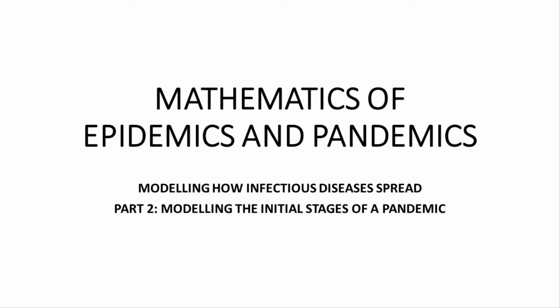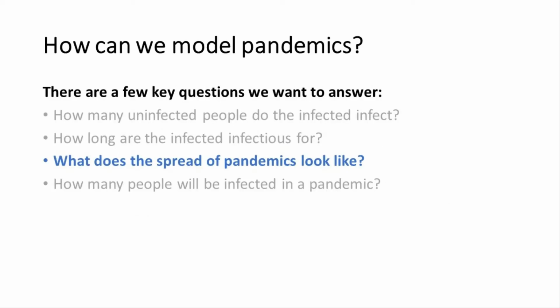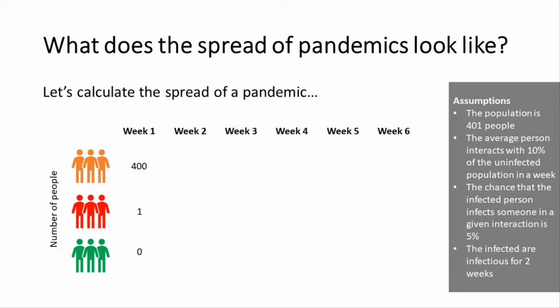This is the second video in my short series on the mathematics of epidemics and pandemics. In this video, I'm going to look at the spread of disease in the initial stages of a pandemic. I'm going to use some of the calculations that we did in the previous video, so if you haven't seen that, then I'll go back and watch it before continuing with this one. So, let's calculate the spread of a pandemic.